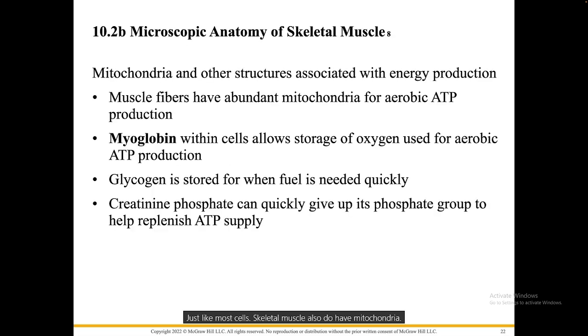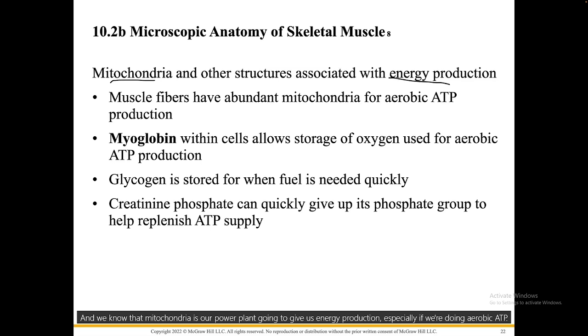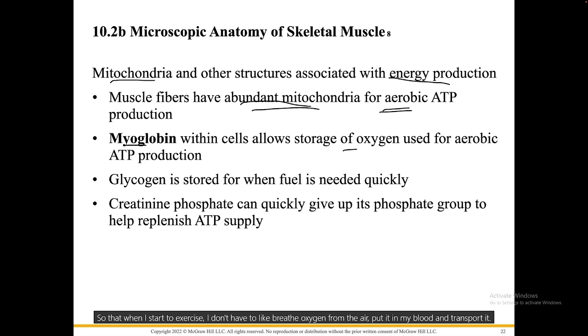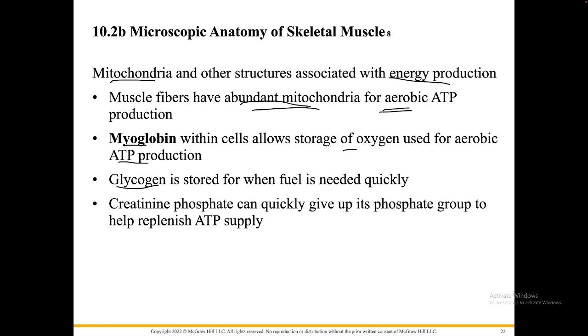Just like most cells, skeletal muscles also have mitochondria, and we know that mitochondria is our power plant, going to give us energy production, especially if we're doing aerobic ATP. Remember, that means I'm being really active and I'm breathing hard. So voluntary muscles have lots of mitochondria. And voluntary muscles have myoglobin. That stores oxygen so that when I start to exercise, I don't have to breathe oxygen in from the air, put it in my blood and transport it. This myoglobin stores oxygen so that I can quickly build at least a little bit of ATP when I need it. Myoglobin is associated with oxygen.